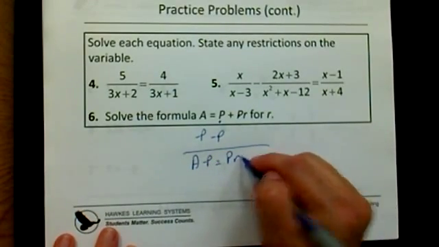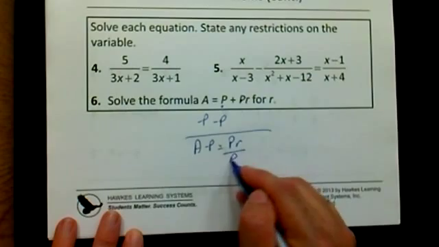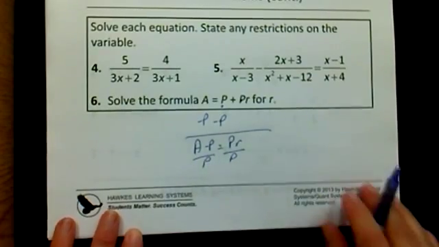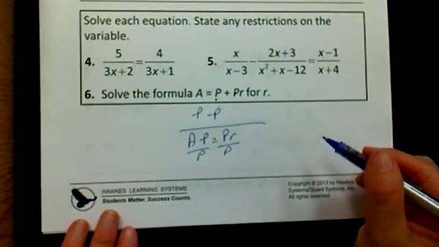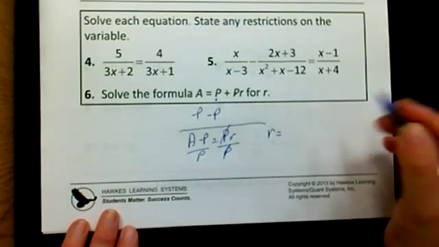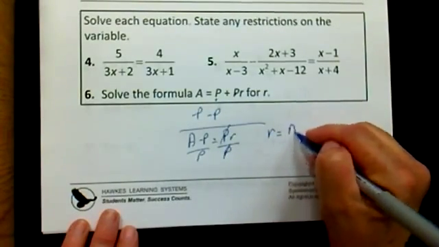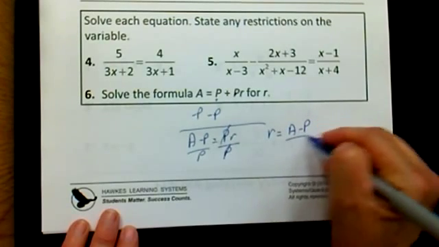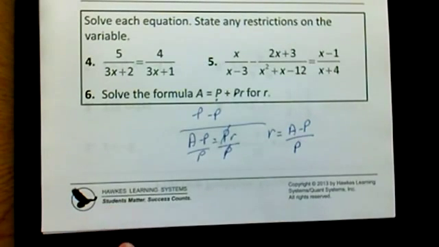And that leaves me with PR. Divide both sides by P. And I'm going to find that these cancel. So R is equal to A minus P all over P. Okay? So that would be my solution to that.